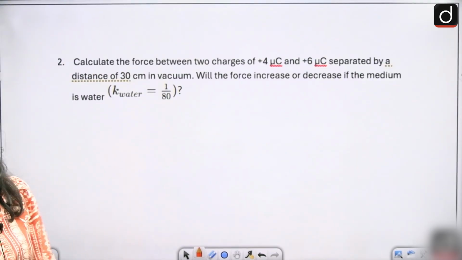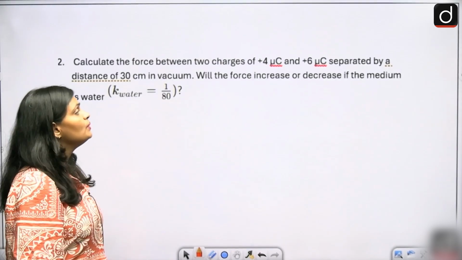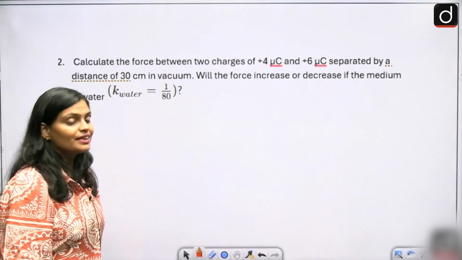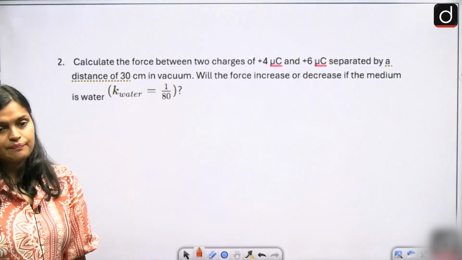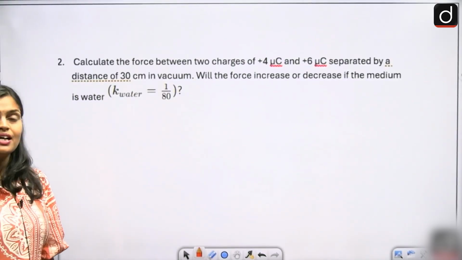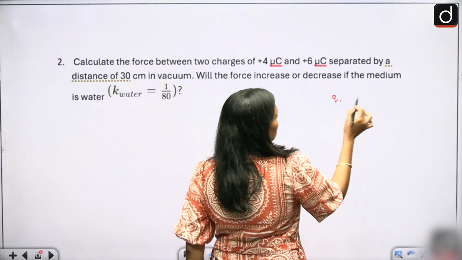What is the second question, guys? Calculate the force between two charges of 4 microcoulomb and 6 microcoulomb separated by a distance of 30 centimeter in a vacuum. Will the force increase or decrease in the medium? And the medium of water is given as 1 by 80, right? So what you have to calculate? The force between. Now you know which formula you have to put on, right?